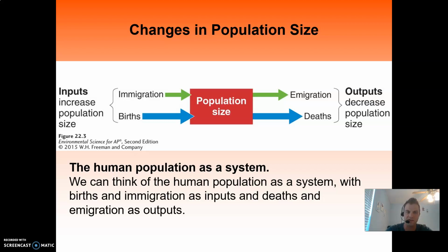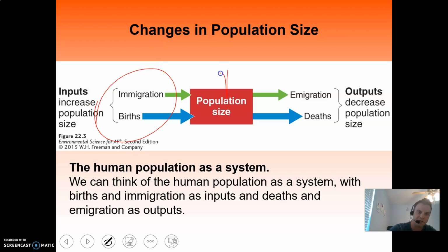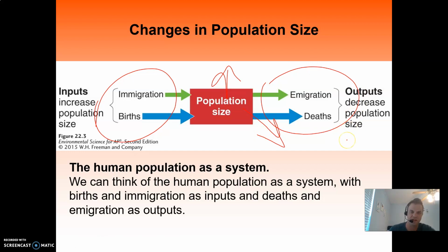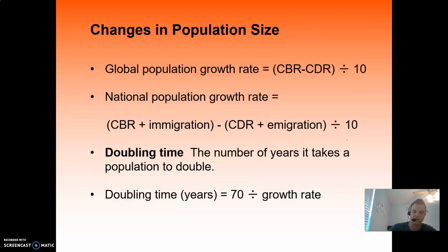So you can see here the ins and outs of population size, with births and deaths usually being the bigger factors. So obviously if you have more immigration and a higher birth than death rate, your population size will increase. However, if the others are bigger, the emigration and deaths, you'd see a population decrease. And so the human population pretty much is a system. If you think of it as a system, the births and immigration are inputs and the deaths and emigrations are outputs. So these are the calculations that you may need to know. These are in the book.